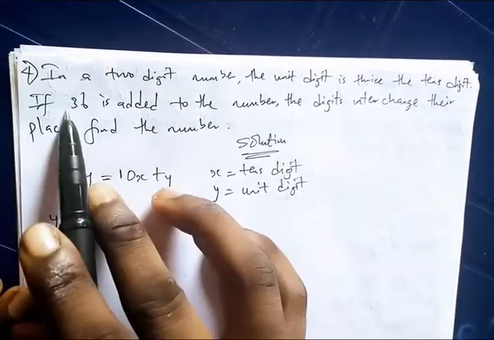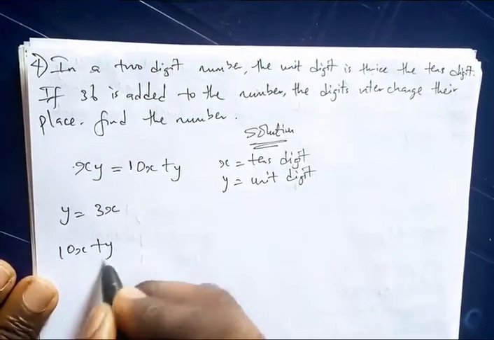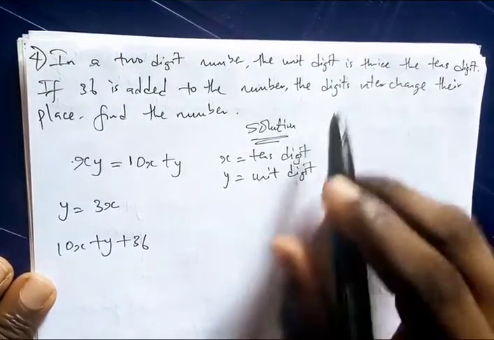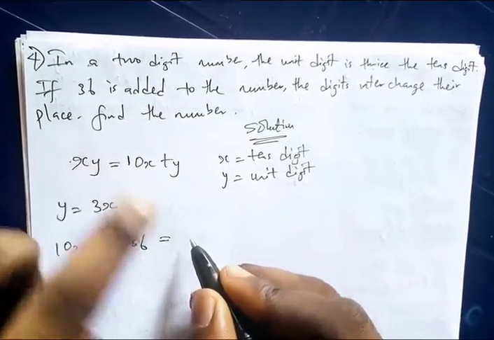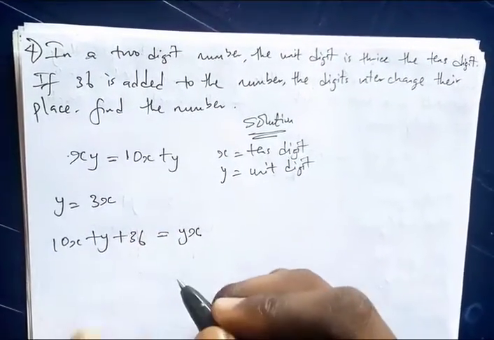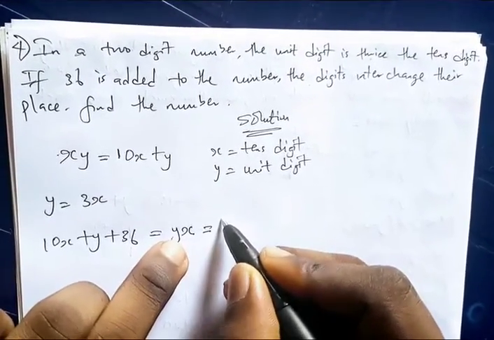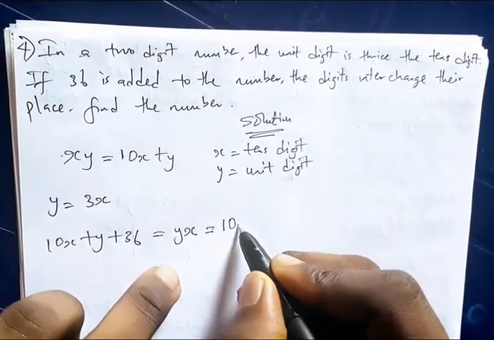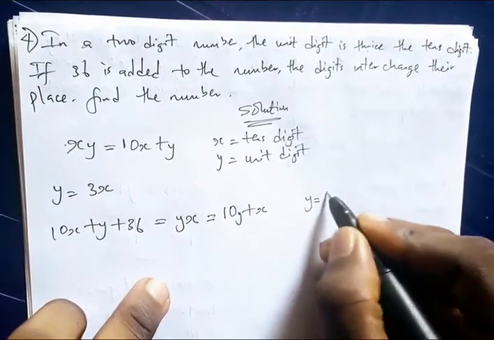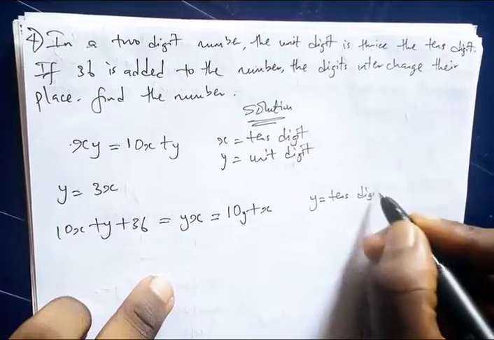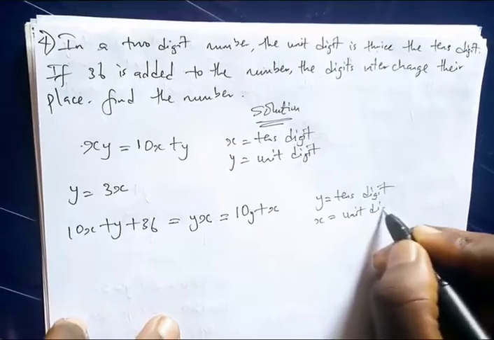So if 36 is added to the number, this number, 10x plus y plus 36, the digits interchange their place. Instead of being xy, it becomes yx. And we are going to find the number. So here, our y is now the tens digit, so it can be rewritten as 10y plus x, where y is now the tens digit and x in this case is now the unit digit.